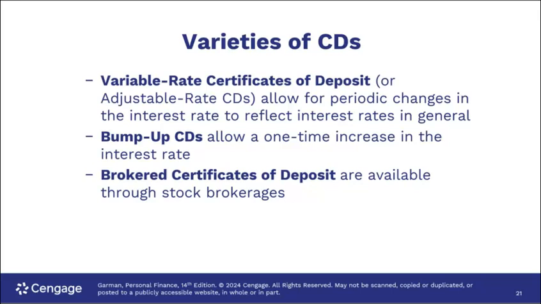Types of CDs. There are variable rate CDs. They have an adjustable rate, allowing for changes in the rate over time. If rates go up, they'll go up. If they go down, they'll go down. A bump up CD allows for a one-time increase in the rate. There are also brokered certificates of deposit, or CDs. They're sold through stock brokerage firms. They are not insured.